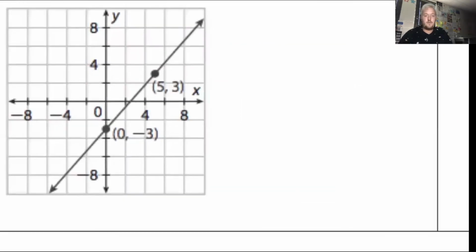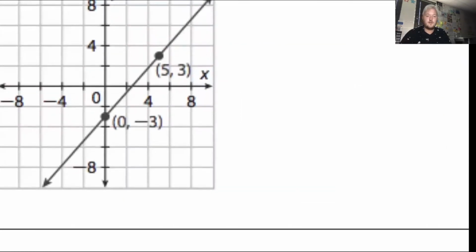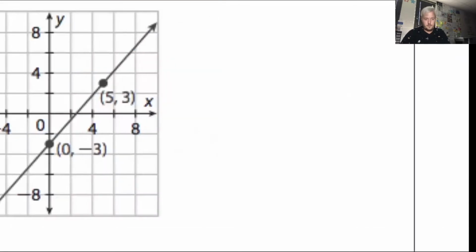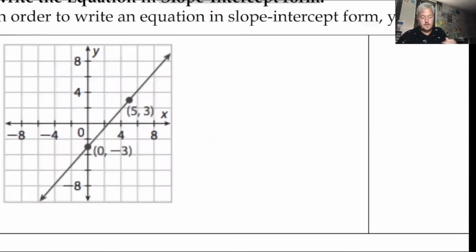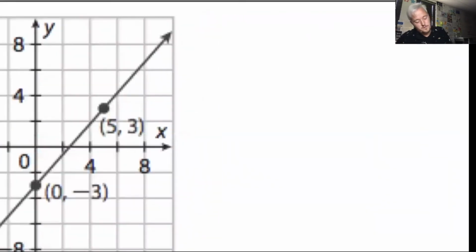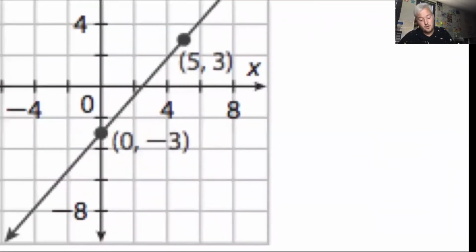All right, so I'm given these 2 points on a graph, and I want to write an equation. Notice how they don't give you literally anything else. So you need to find the slope, and you need to find the y-intercept. In this case, the x-intercept is not going to do us really any good, so there's really no point in finding it. All right, so first thing I want to do is find the slope.